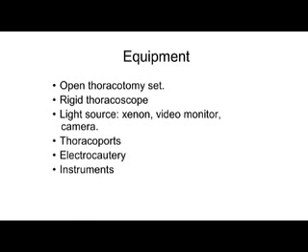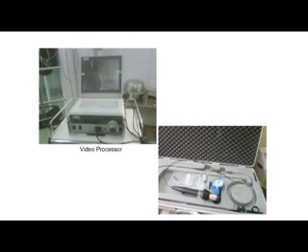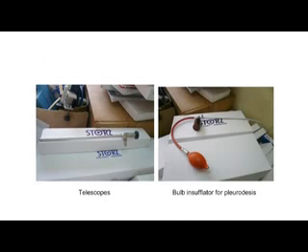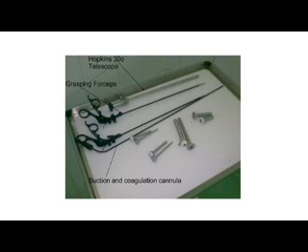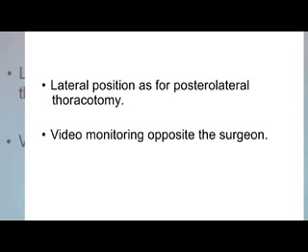Equipment: open thoracotomy set, rigid thoracoscope, light sources, thoracoport, electrocautery instruments. We use a combined set, both the video processor and the light source together, and this allows us to save images. We use a pediatric bronchoscope for our tube placements, a telescope for the pleurodesis, bulb insufflator, trocars and cannulae of different sizes. And this is combining everything all together. So you have the telescope, the graspers, the trocars, and the various instruments.